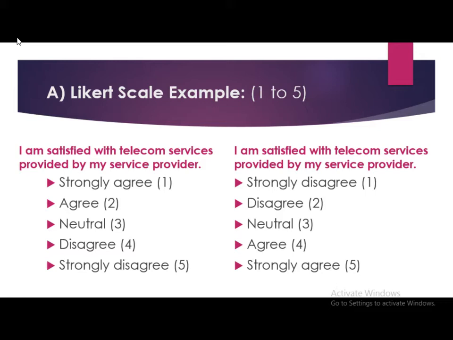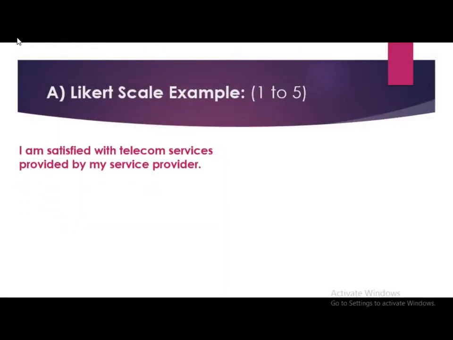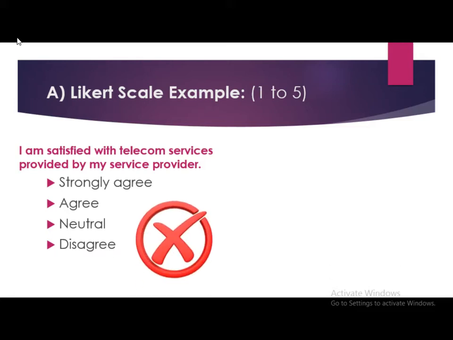Such type of weights can be assigned. So this is the example of a Likert scale, where the scale is from 1 to 5. For a similar example, with the same statement, if I choose a scale like this: strongly agree, neutral, disagree, omitting the response strongly disagree, then this is wrong. You cannot do this. This will cause measurement error.